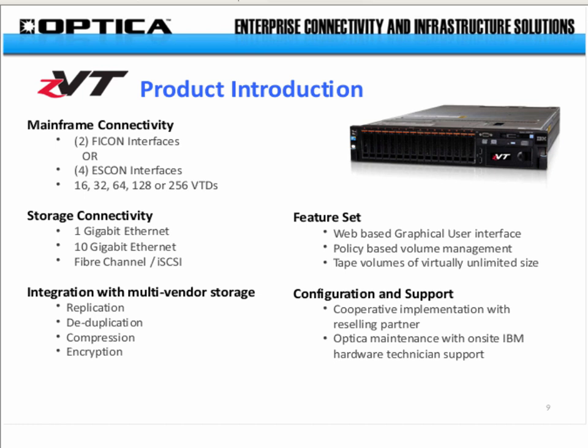For the input and output, we have either FICON interface or ESCON interfaces. So depending on where you are in the environment where your system is, your IBM mainframe, you have a choice of doing that. And if later on you want to convert, you have purchased an ESCON, we can change it over to FICON later. It's not set in stone.